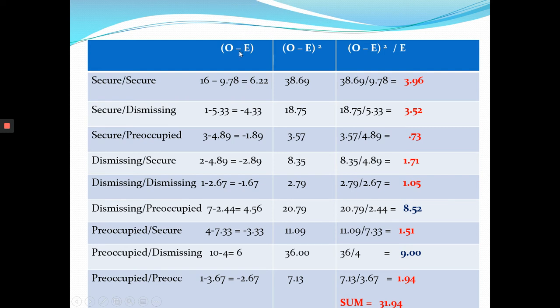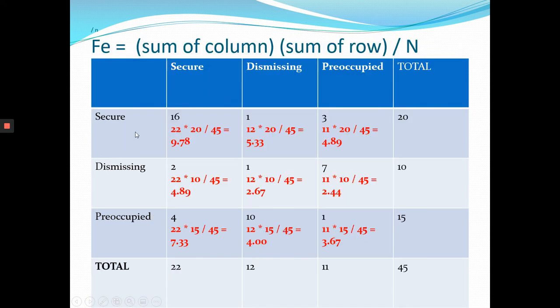For each cell, we're going to get O minus E. We're going to square that. And then we're going to divide that by E to get our value for chi-square. I'm going to go through the chart this way, though you can go either way. I'm going to do this row first, this one and this one. Then this row, this one and this one. And then this row, this one, this one, this one. You can flip it and do it the other way; you'll get the same number. I'm just telling you how I did it so you can match things up.